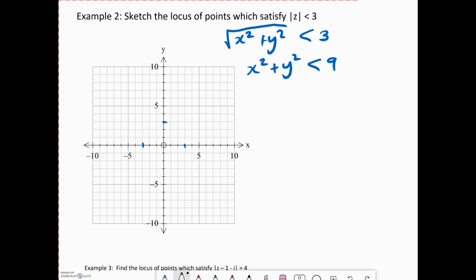Okay, so here we are. Now, you will note that it says less than. So we're looking at all the complex numbers that have modulus less than 3. So it is all of them inside this region. So we are going to shade the inside. Now, you'll notice the circle is not a solid line, and that's because it says less than, and it doesn't include the points on the circle, but only on the inside.